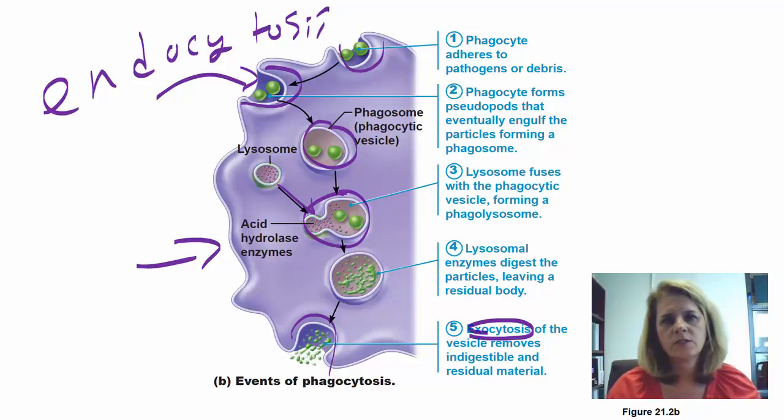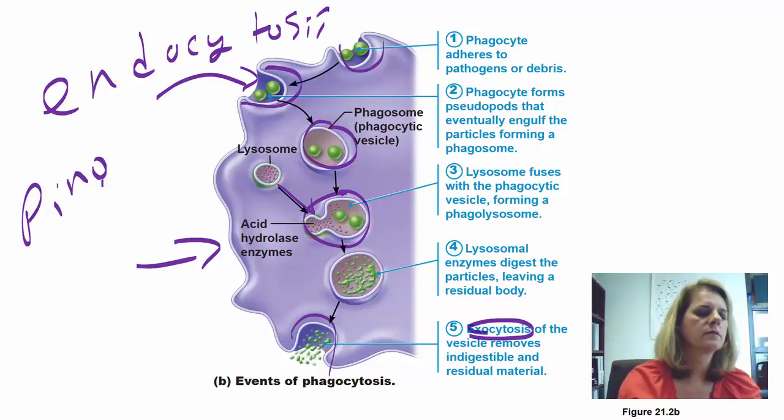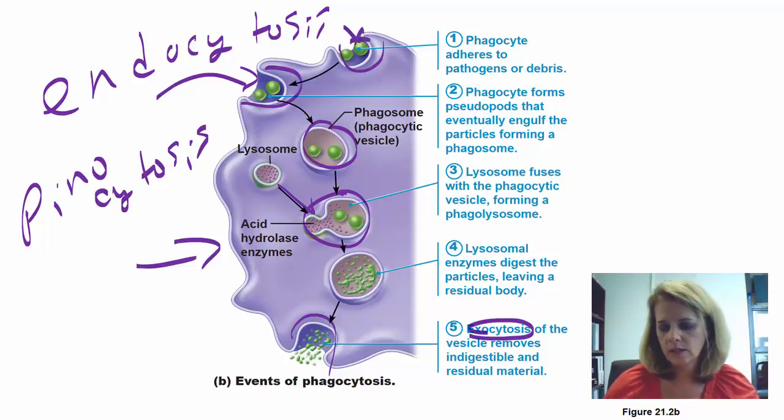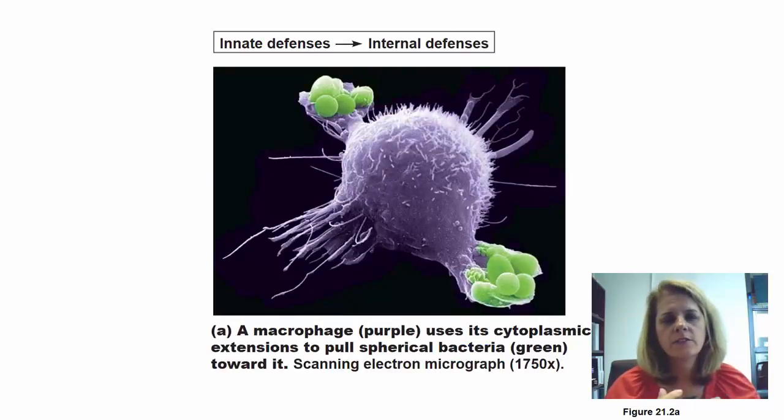As these things are being brought in, this phagocytosis, that's also called endocytosis. So phagocytosis is a specialized form of endocytosis. Do you remember what pinocytosis was? That's cell drinking. So if you had a liquid that needed to be engulfed, that would be pinocytosis.